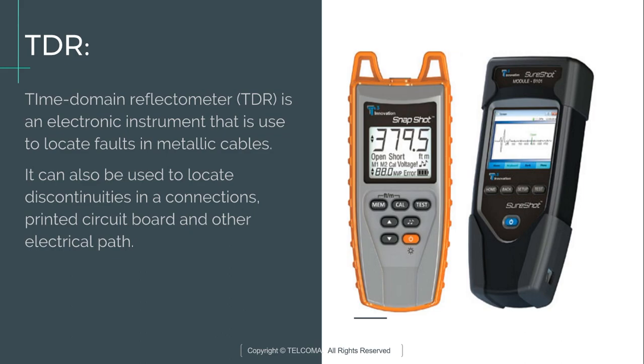The next is the TDR, that is, time domain reflectometer. TDRs are electronic instruments. They are basically used to test copper or metallic cables. They are used to locate faults in copper cables, and can also be used in locating discontinuities in connections, printed circuit boards and other electric parts. So TDRs are used for copper cables.